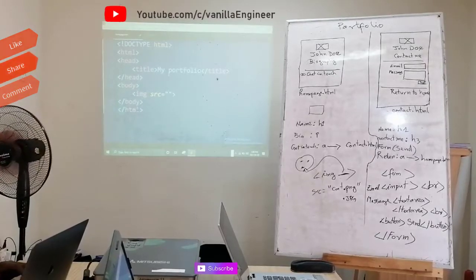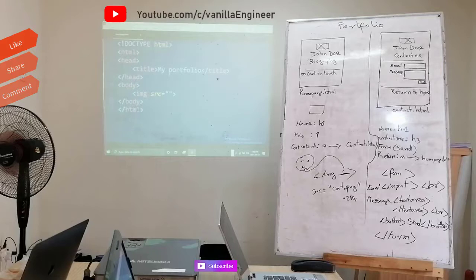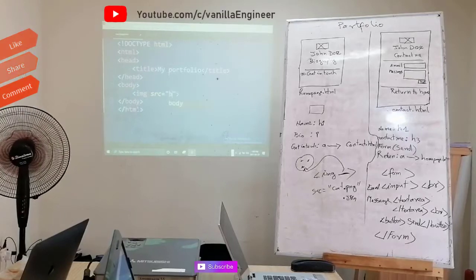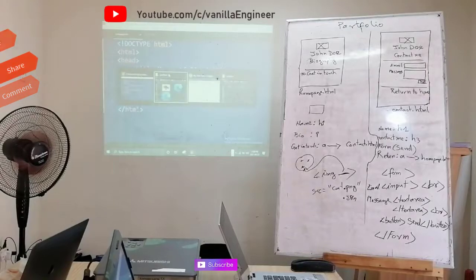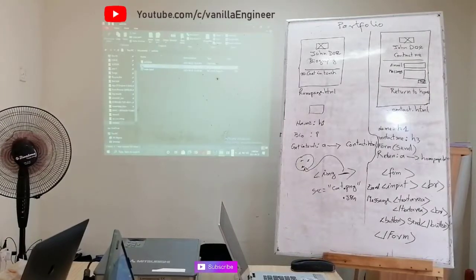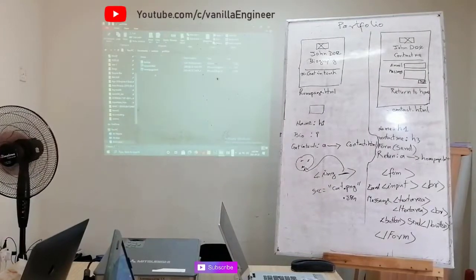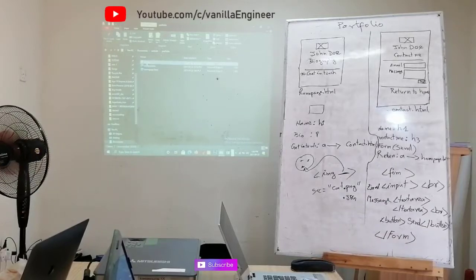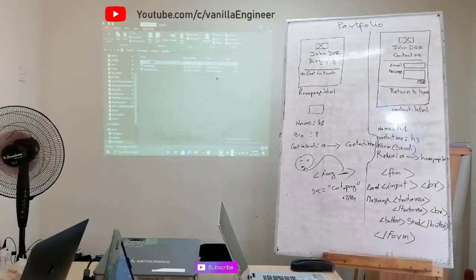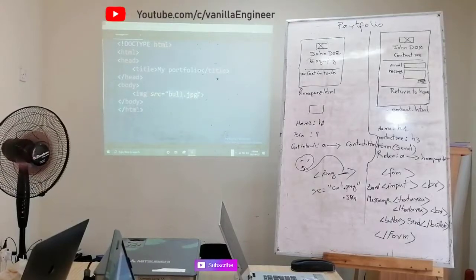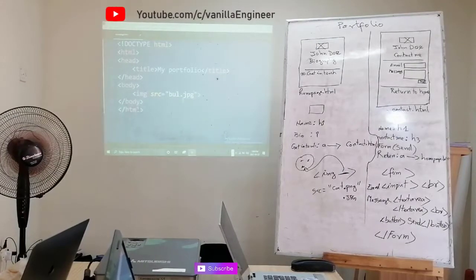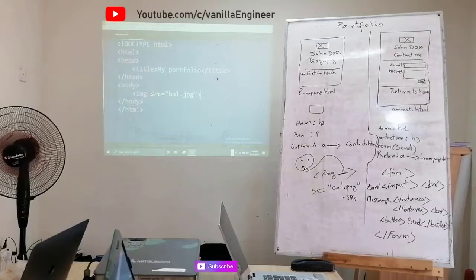Since the image is in the same location as the home page file, I just have to write the image name, boo.jpg. To confirm that, let me go back to my folder and see the name of the image. It's boo, B-U-L. So let me even copy the entire name exactly and paste it there. Make sure I'm writing the exact image name. That's how it can find that image.